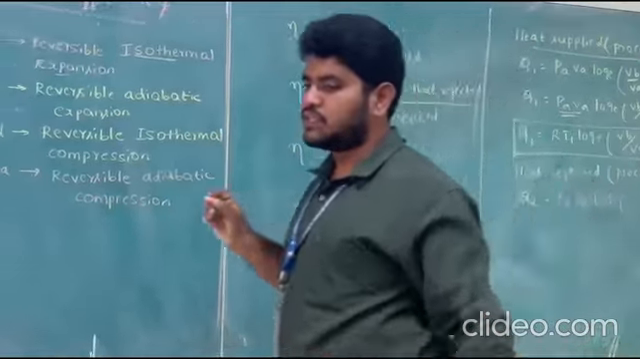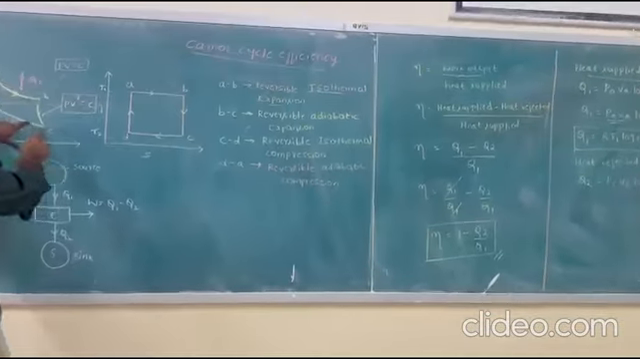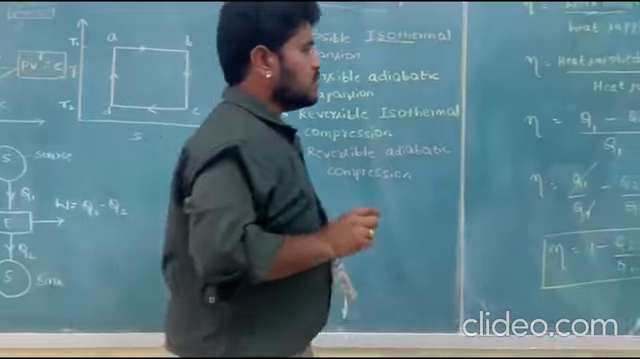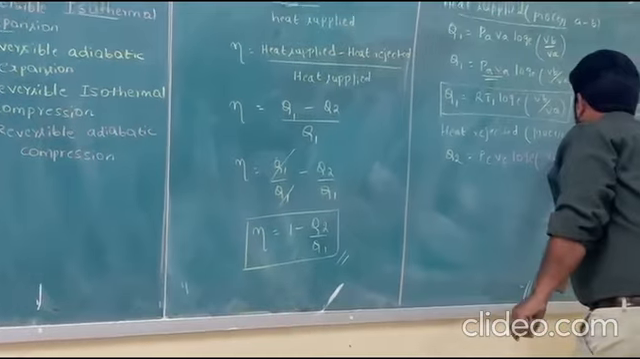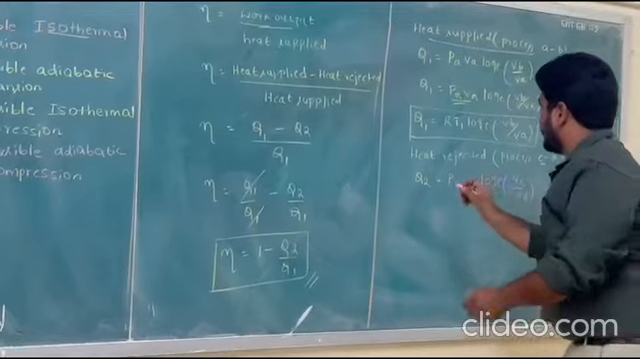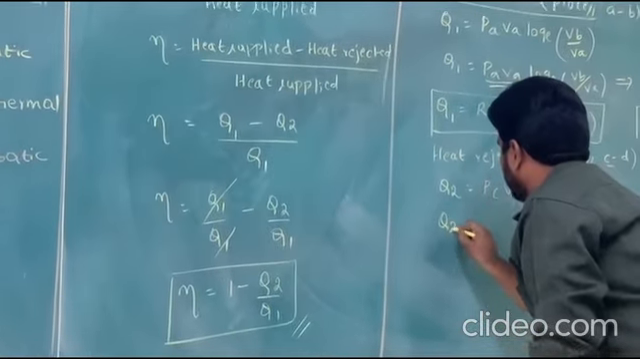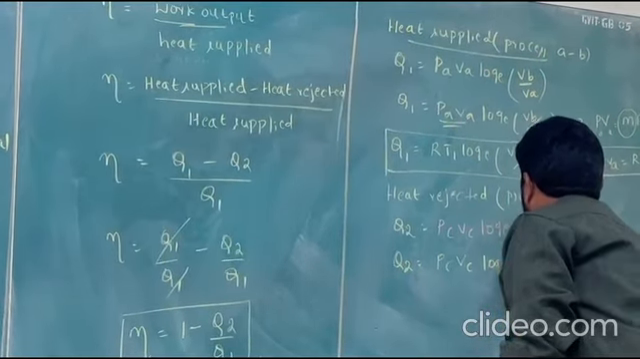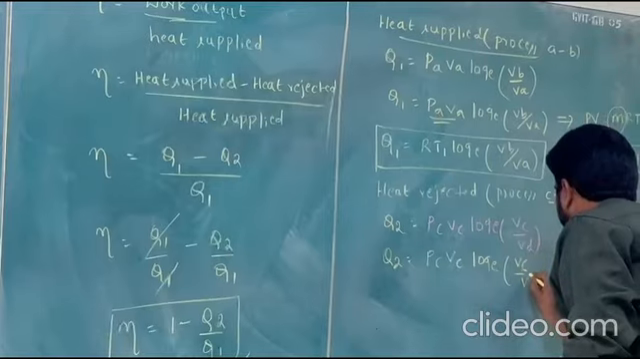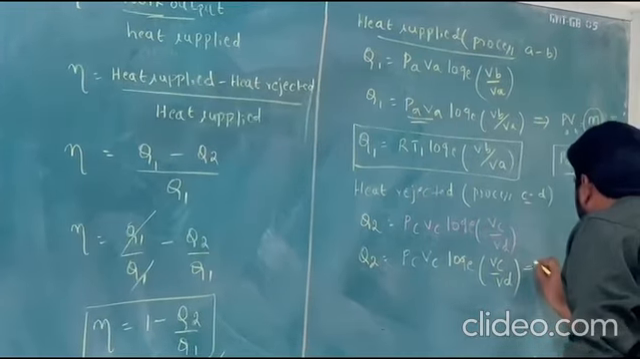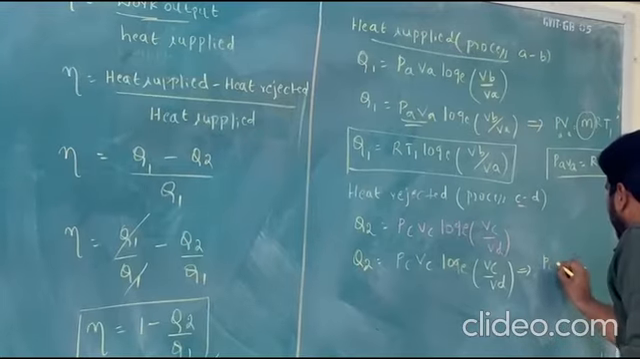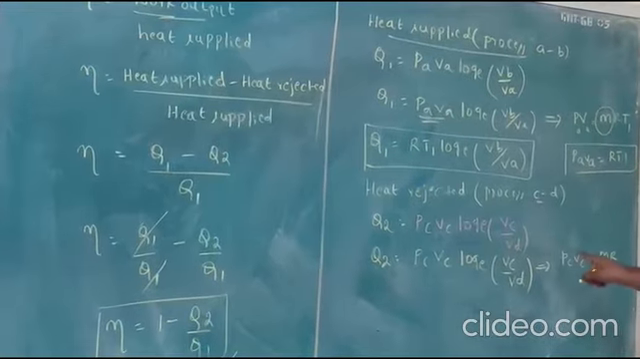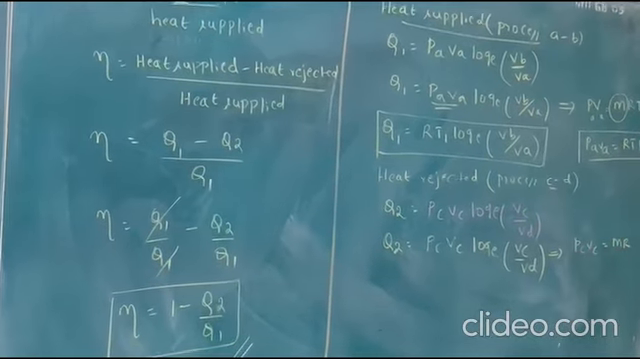Now we check which is the highest volume we have here. You can see that VC is the highest volume and VD is the lowest volume. So I take this ratio, VC by VD. So again Q2 is equal to PC VC log e of VC by VD, where PC VC can be written as mRT according to the gas equation, PV equals mRT. For unit mass, PC VC can be written as RT2.